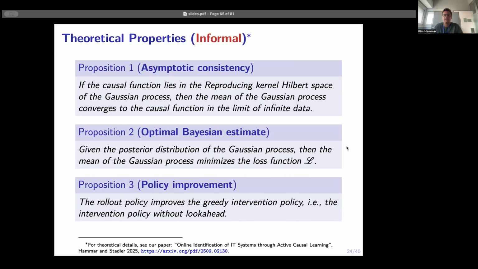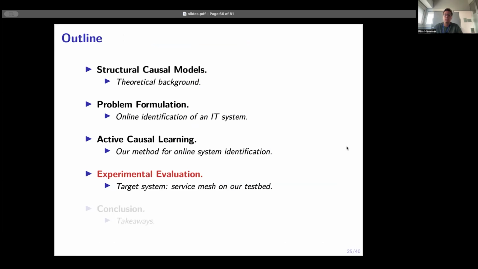So that concludes the description of our method, which we refer to as active causal learning. And now I will present some experimental results of applying this method for identifying a causal model of a service mesh on our testbed.